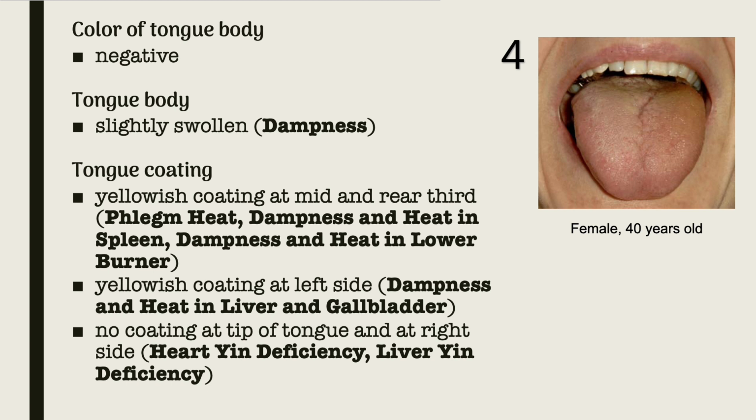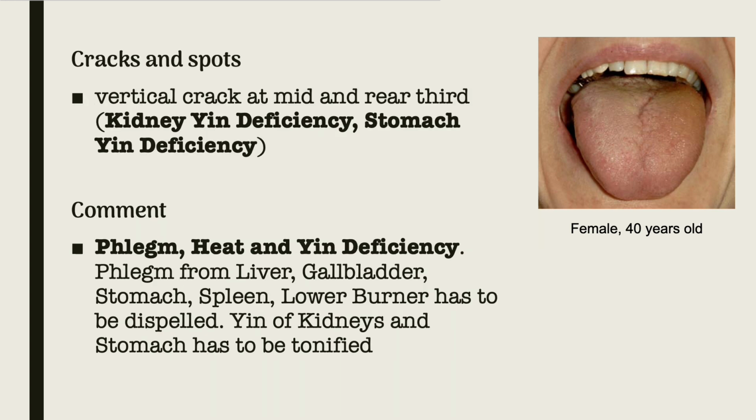Take note also of the yellowish coating at the left side, and this indicates dampness and heat in the liver and gallbladder. There is no coating at the tip of the tongue and at the right side. So there is heart yin deficiency, liver yin deficiency. Note the vertical crack at the middle and posterior third. This indicates kidney yin deficiency, stomach yin deficiency.